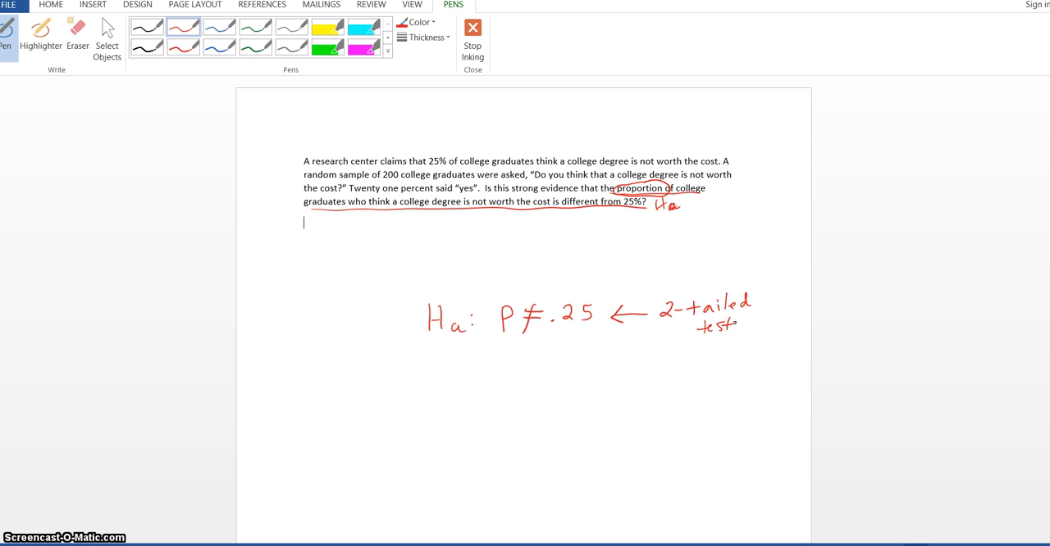My null hypothesis, on the other hand, is that P, the proportion of all U.S. college graduates who think a college degree is not worth the cost, is equal to 0.25. I'm going to test these hypotheses at a significance level. We'll use 10% this time.